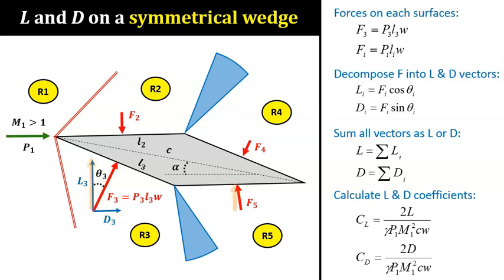For example, L3 and L5 are both positive because both vectors are pointing up. L2 and L4 are negative because both vectors are pointing down. This is because the pressure forces are pushing down on the two upper surfaces and pushing up on the two lower surfaces. The same goes with the drag forces. D2 and D3 are positive because they both push their surfaces towards the right, and D4 and D5 are negative because they both push their surfaces towards the left.